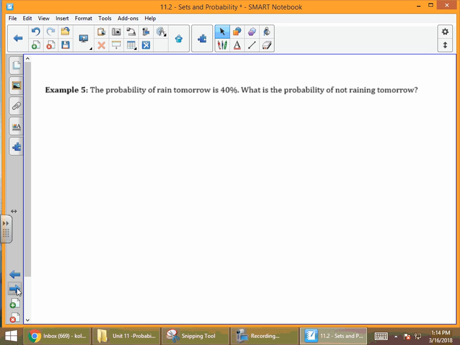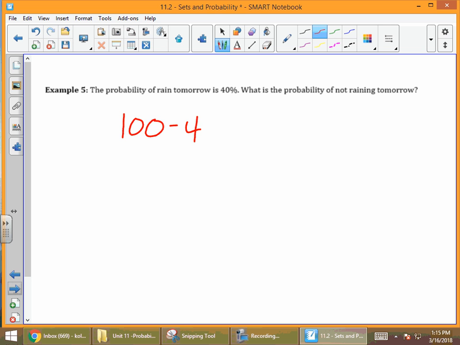But it says the probability of rain tomorrow is 40%. What is the probability that it's not raining? 60%. Yeah. Well, we know that 100% is the whole. If we want to figure out its complement, can't you just do 100 minus 40? Because it should add up to 100. 100 minus 40, we know, is 60. So it should be a 60% chance that it's not raining.